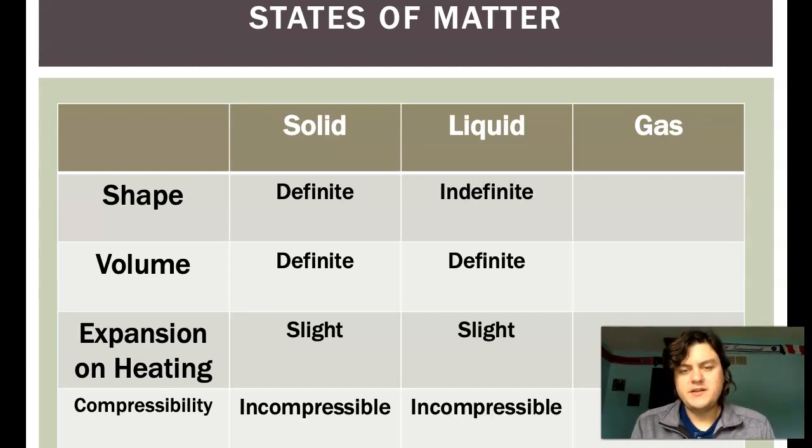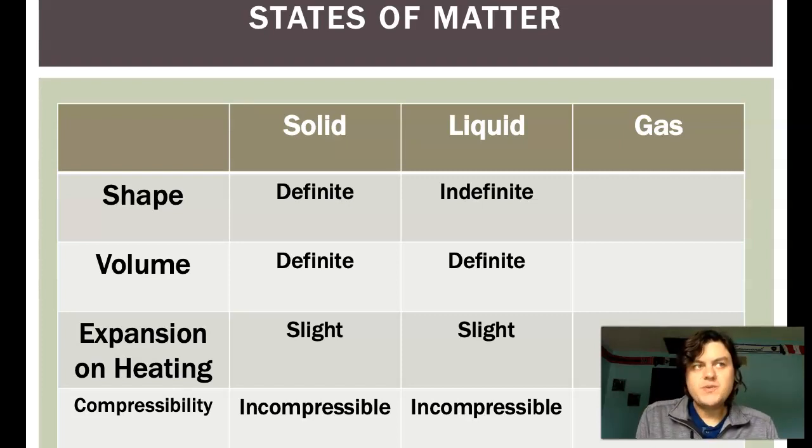For a liquid, the shape changes depending upon the container that it's in. If it's in a cylinder, it will take the shape of a cylinder, and if we pour it into a box, it will take the cubic shape of the box. So the shape of a liquid is indefinite, and that's because the atoms and molecules are able to move freely. So they are moving around freely.